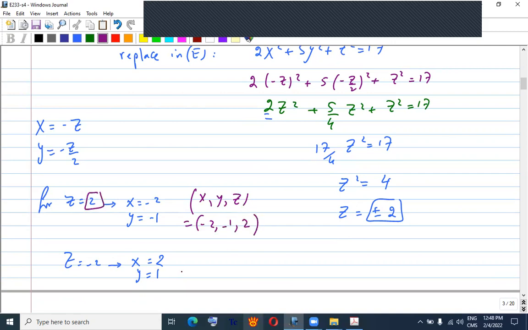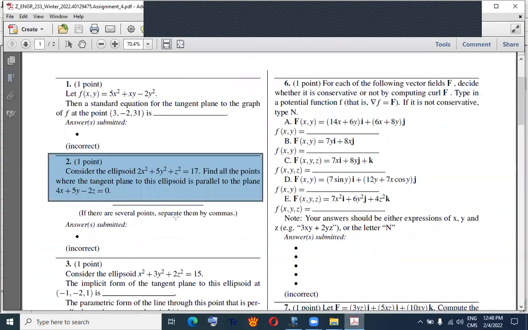And the second, we get X is 2, Y is this, and Z is that. Finish. Any question? Both of you want to put them with a comma, I guess. Okay, yeah, similar points, you put a comma.